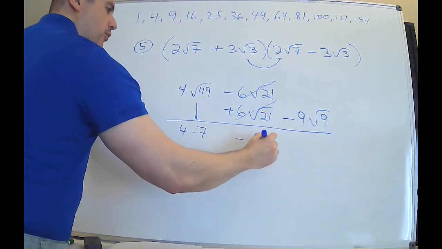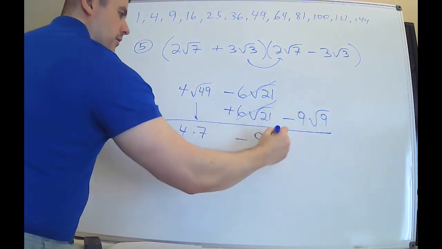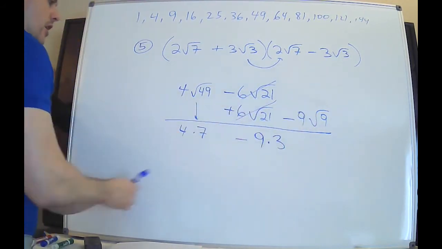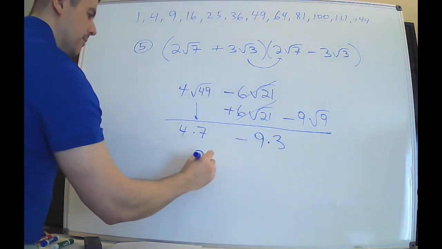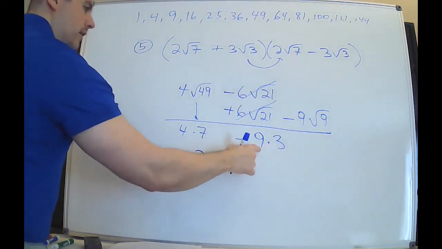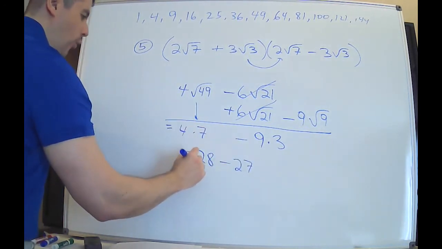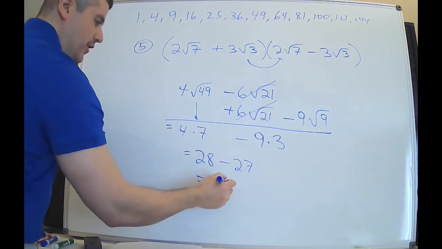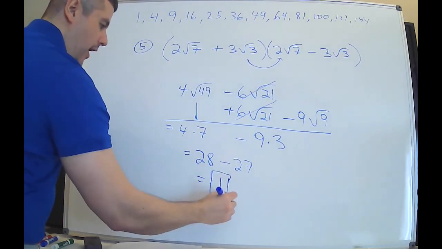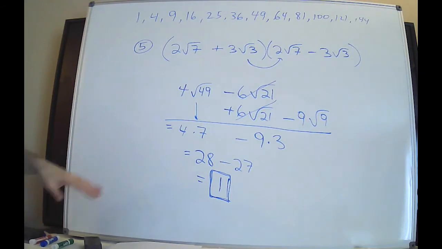-9 times radical 9. Radical 9 is 3. So in the front, you have a 28. Take away 9 times 3 is 27. Wow. Check out this answer. It comes out to 1. 28 minus 27 is 1.